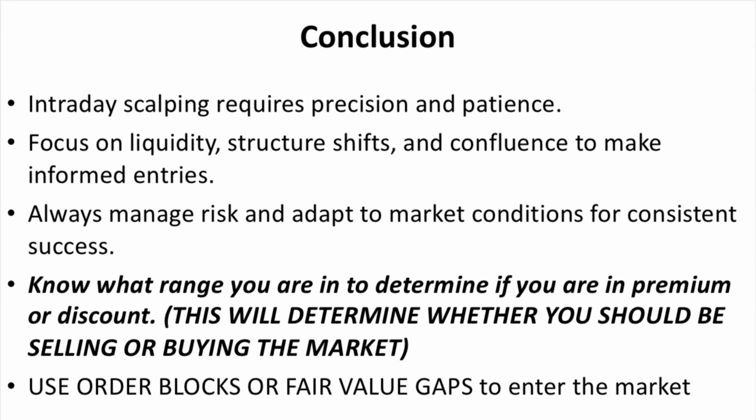Always manage your risk to the best of your ability, especially when you're on a prop firm account. If you're on a prop firm account, my recommendation is do not risk more than 0.5%. This is going to allow you to take losses without becoming too emotional. Lastly, always know what range you are in to determine whether you should be buying or selling the market, and then look for your order blocks and fair value gaps.